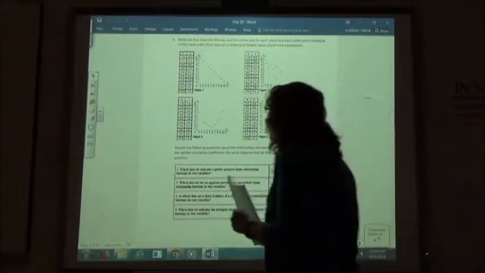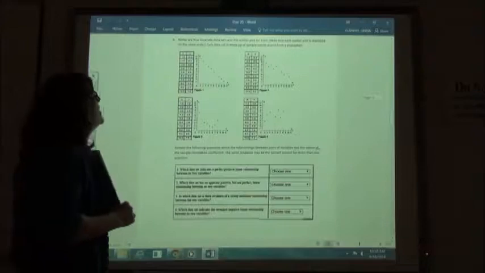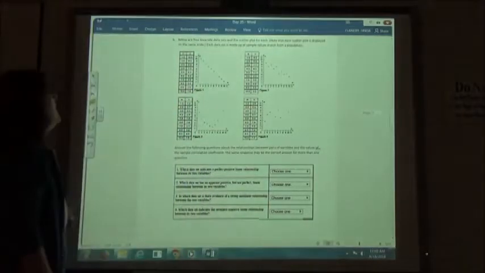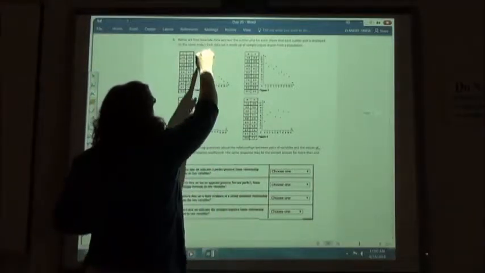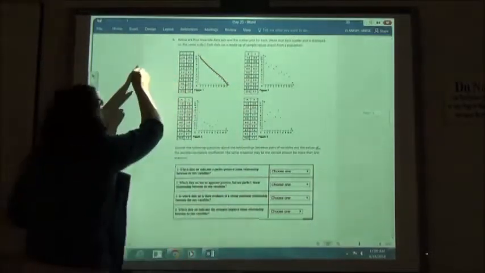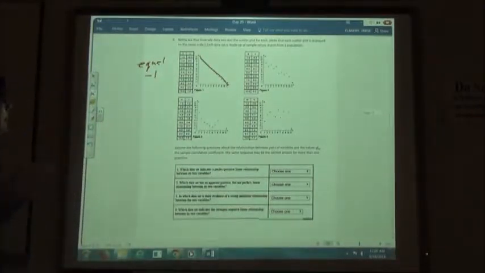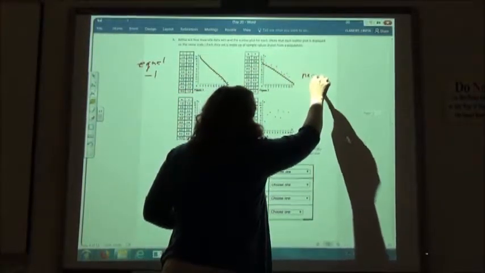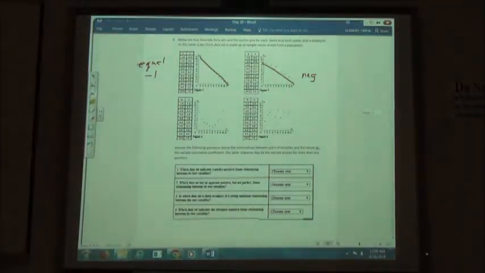Number 6. Here again, below are 4 bivariate data sets and the scatter plot for each. Note that each scatter plot is displayed on the same scale. Each data set is made up of sample values drawn from a population. So on this one, notice my dots are all in a straight line. My line is going downhill, so it's exactly equal to -1. This one, if I drew my line of best fit, is negative, but it's not exactly equal to -1.